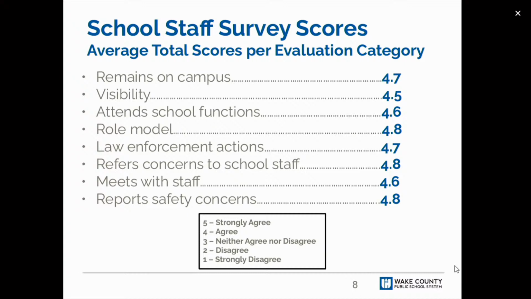So you're seeing the average totals for each category for all the schools that participate in the survey, which is all the schools that participate in the SRO program. As you can see, some of the high scores that we have here are from the role model, referring safety concerns to school staff. And again, this is using the same metric of 1 through 5.